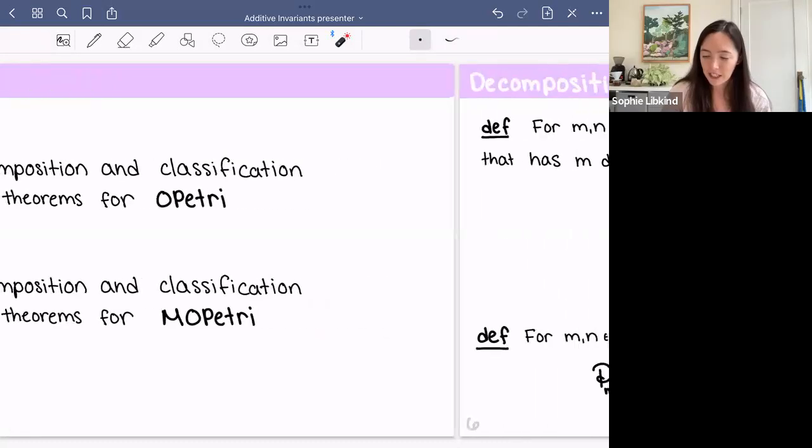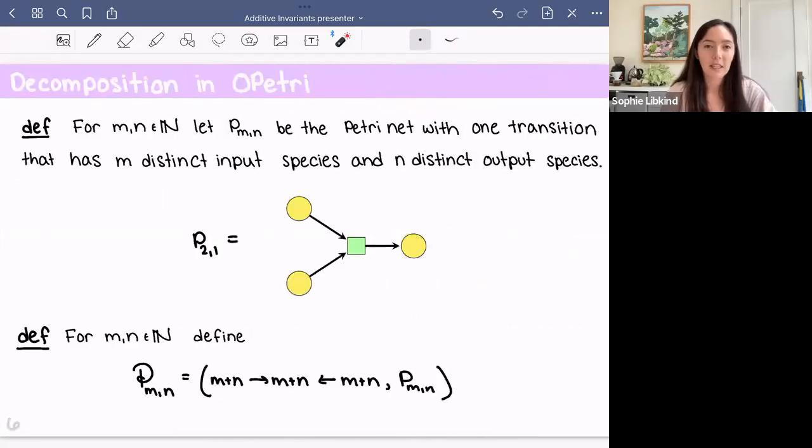All right, so to get started, I said that when we decompose a Petri net, we're going to do that into little building blocks. So here I'm going to share with you our building blocks. For every pair of natural numbers m and n, we're going to let P sub mn be the Petri net with a single transition that has m distinct input species and n distinct output species. Here's our example of P sub 2,1. It has a single transition, 2 distinct input species and 1 distinct output species.